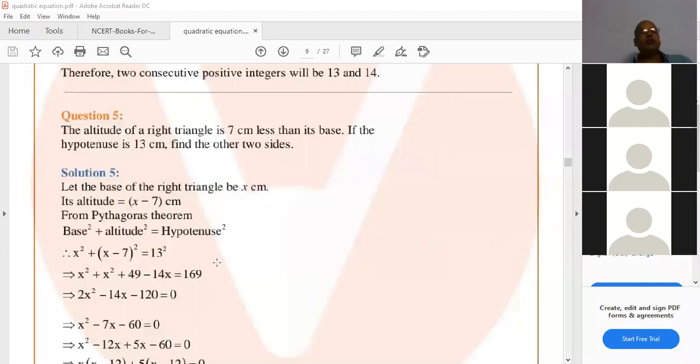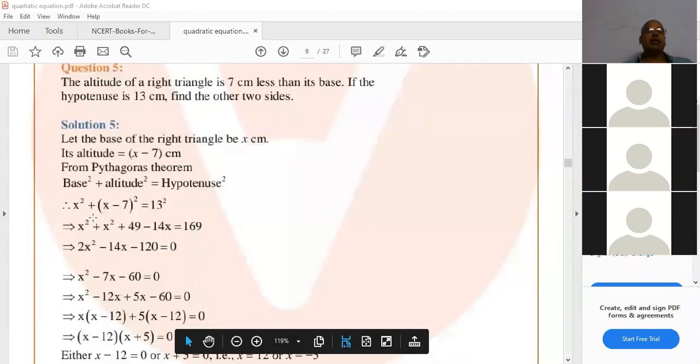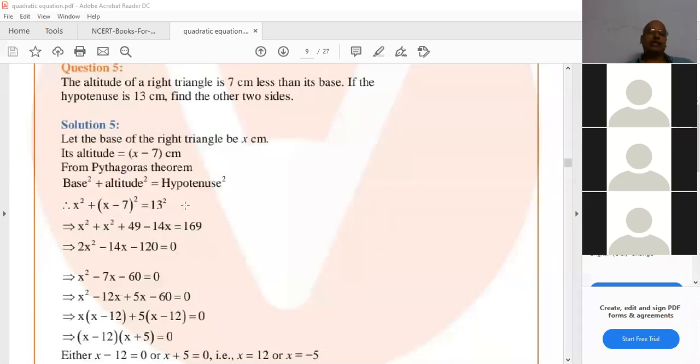Let the base of a right triangle be x. Its altitude is 7 centimeters less than its base, x minus 7. Here the hypotenuse is given as 13 centimeters. That's why we are using the Pythagoras theorem. From Pythagoras theorem, base square plus altitude square equals hypotenuse square. Base square means x square, plus altitude square means (x minus 7) whole square, equal to 13 square.